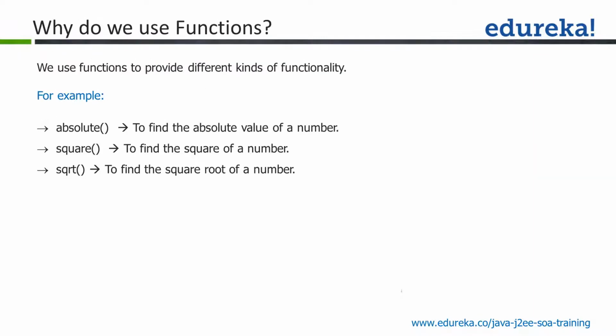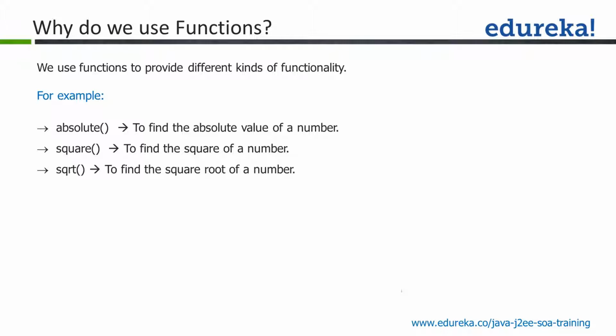There are various functions which are already available within Java: absolute, square and square root. These are the ones which have parentheses at the end, so they are recognized as methods or functions. These functions do some specific task. The square of a number will not give you the square root of a number. They should be meaningful. They should be performing some specific tasks for you.